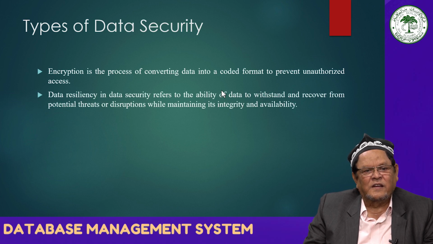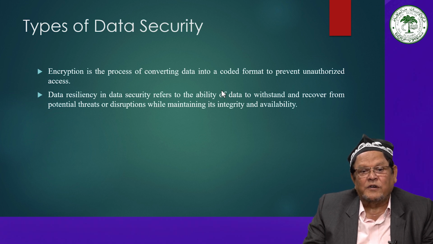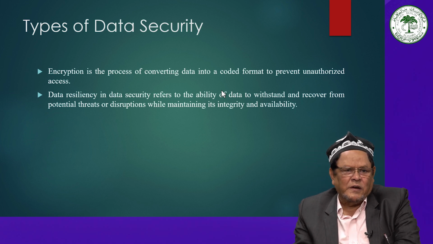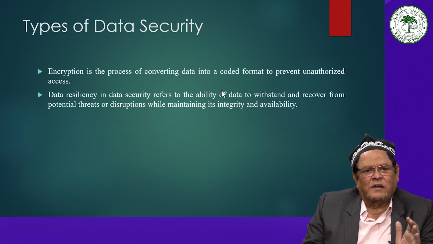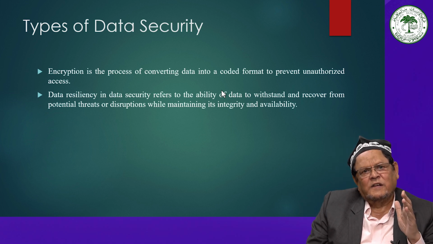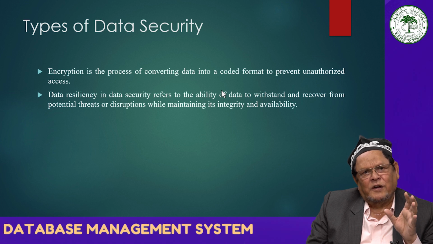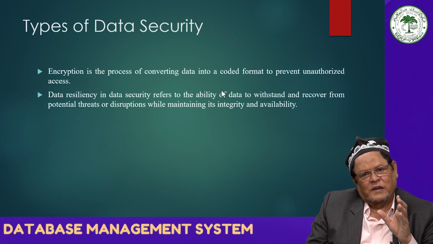And then data resiliency in data security refers to the ability of data to withstand or recover from potential threats or disruption while maintaining its integrity and availability. When you have to maintain integrity and availability, at that time data resilience is very important. In data security there are three, the CIA: confidentiality, integrity, and availability. You have to save the data for that.